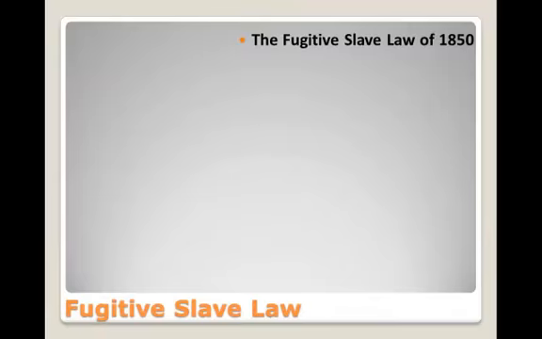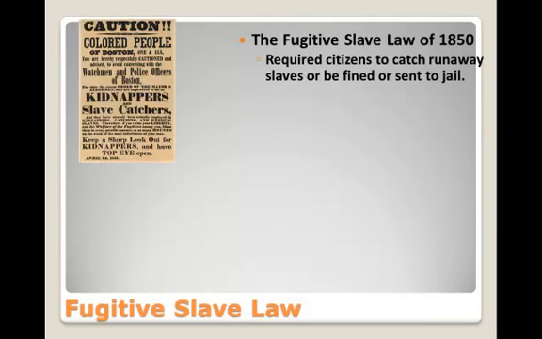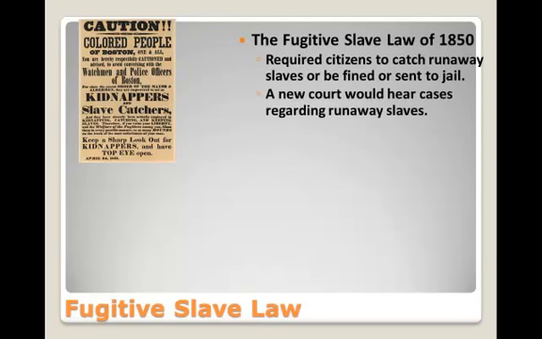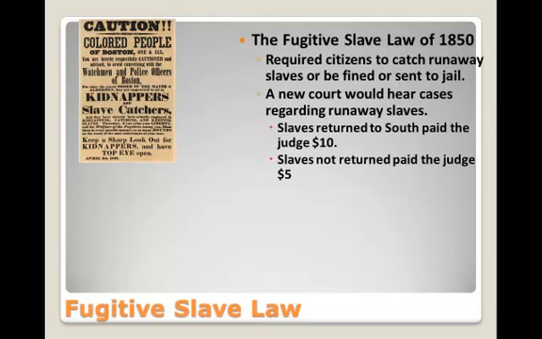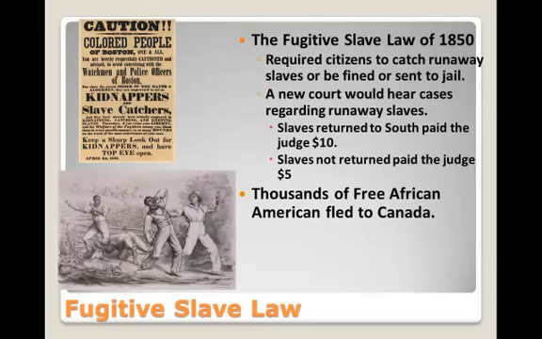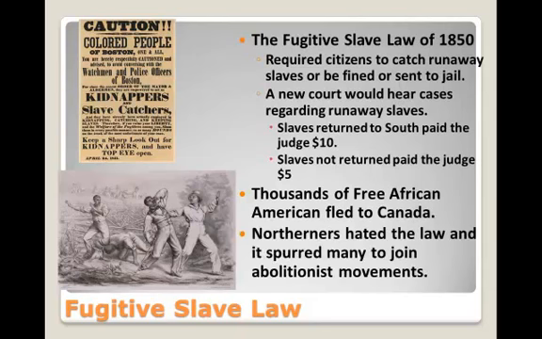The new Fugitive Slave Law of 1850 required citizens in the North to catch runaway slaves, or they could be fined or sent to jail. A new court was created to hear these cases regarding runaway slaves, but it was set up to find runaways, and the judges were paid $10 for every runaway slave returned to the South, and only $5 if they found that the person was a free African American and not a slave. Thousands of free African Americans fled to Canada because they knew they were going to be captured and sent to court, and the judges, some of them corrupt, would send them back to the South even though they were free.